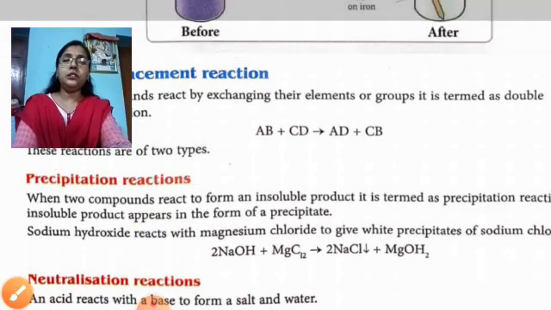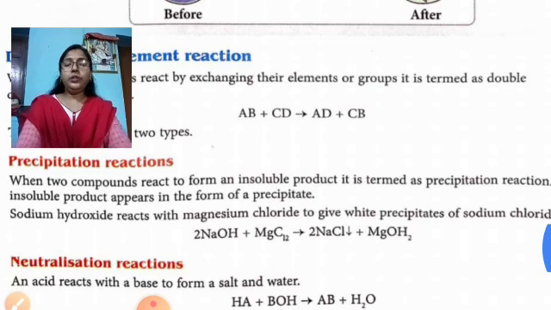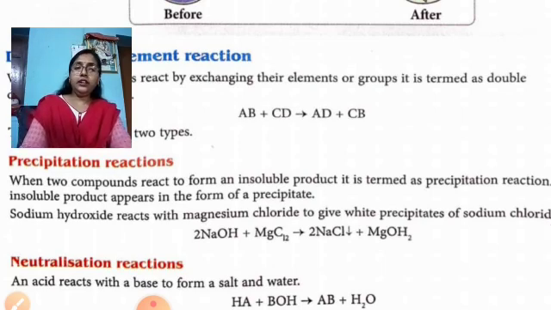So what is precipitation reaction? As you already know, when two compounds mix, sometimes a precipitate or solid form is developed or formed due to the combination of two aqueous solutions of the compounds. Like for example, if we mix sodium hydroxide with MgCl2, magnesium chloride, then sodium chloride plus Mg(OH)2, magnesium hydroxide, will be formed. The solid will settle at the bottom. It will form a solid form that is called precipitate. So precipitate is a solid form or an insoluble product.